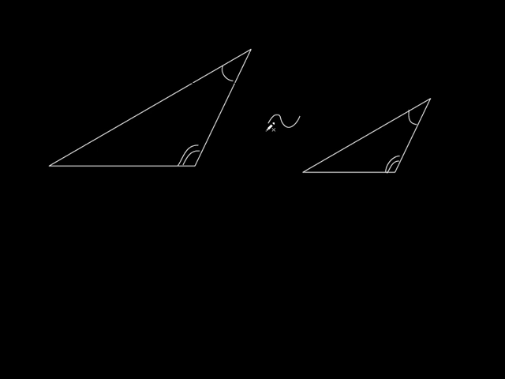So now, if they're similar to each other, what must be true about the sides? They must be in proportion. If I compare this one to this one, it's going to have the same scale factor as this side to this side and the bottom to the bottom. You follow me on that?